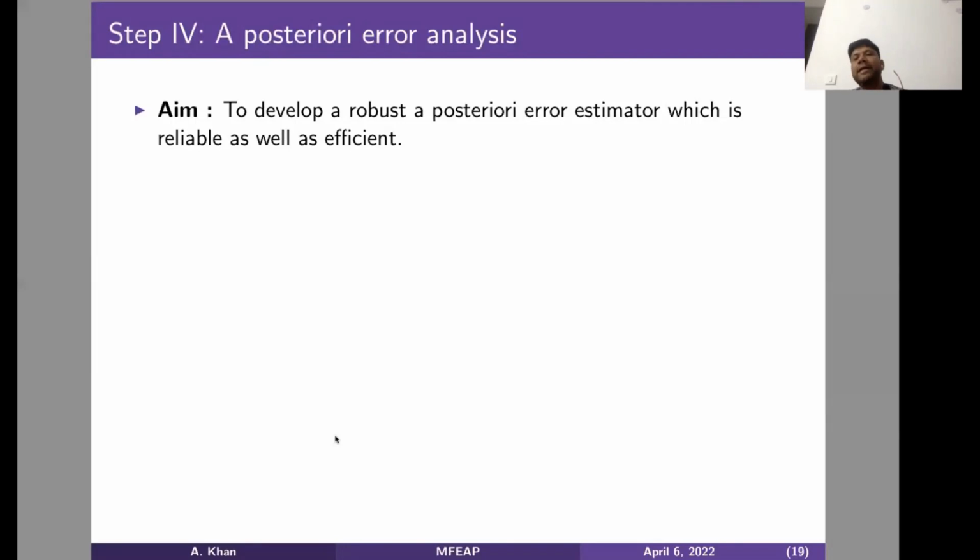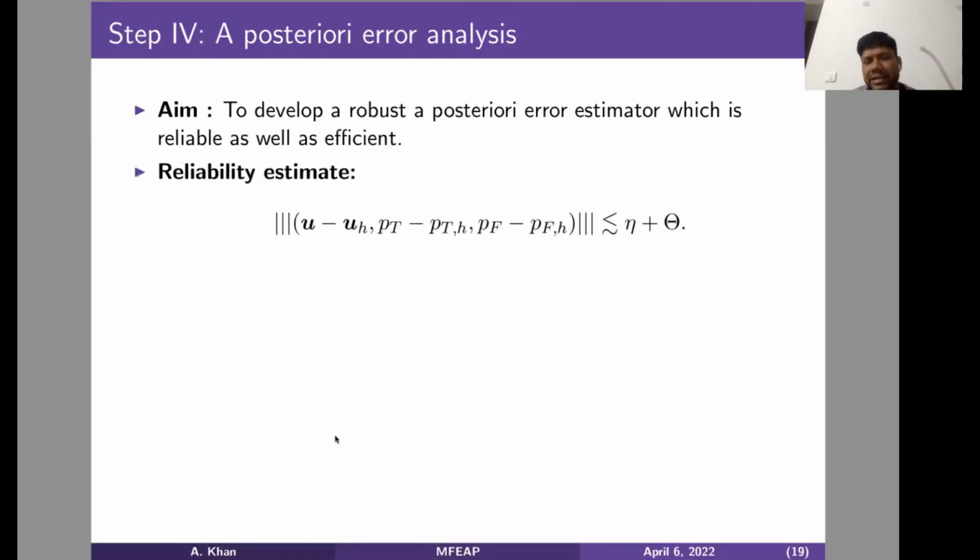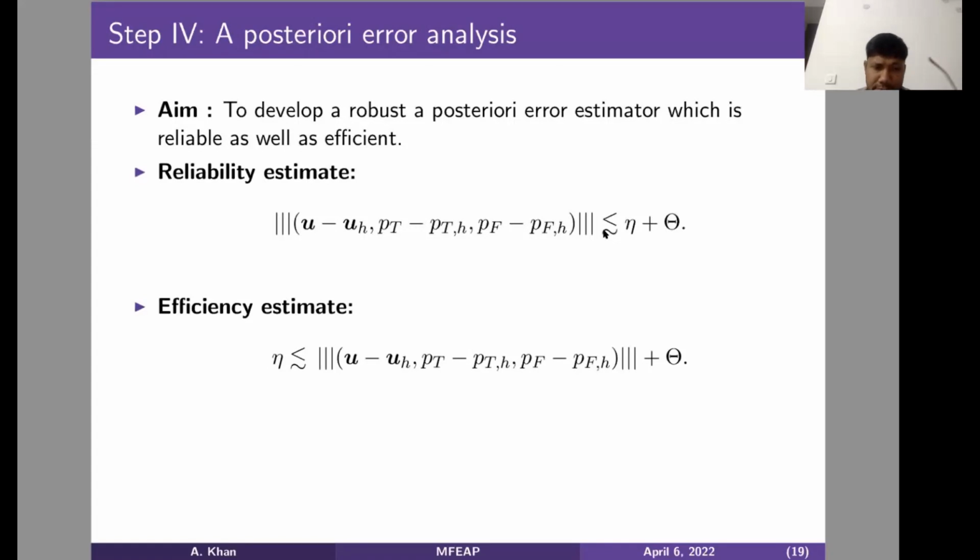So now, what is our aim here? To develop robust error estimators, which are reliable as well as efficient. So we'll try to find some eta, which is bounded by this, plus some theta. Theta is a data oscillation term. And this symbol, as I already told you, means a constant independent of the mass parameter, the Lamé coefficients, the Biot constant, as well as the permeability. And then we'll try to prove efficiency for our estimator. Then we can say that the convergence rate of this estimator and the convergence rate of our error will be the same.